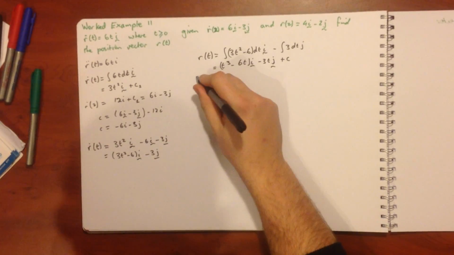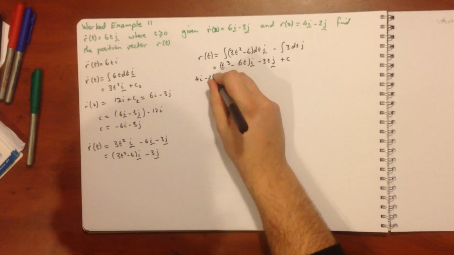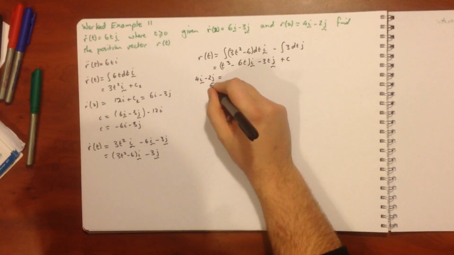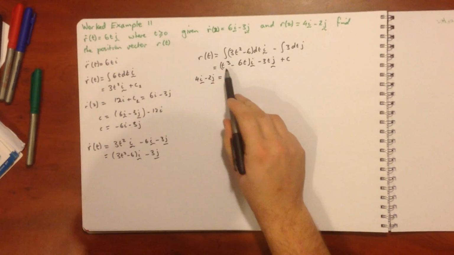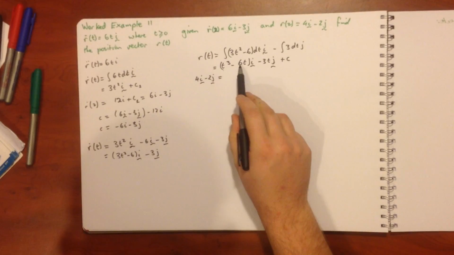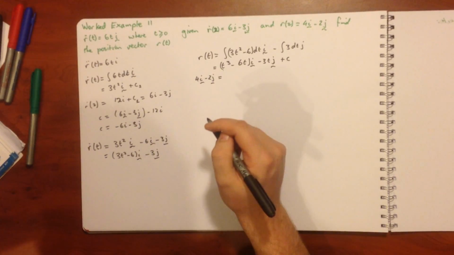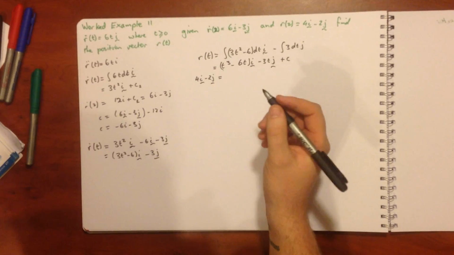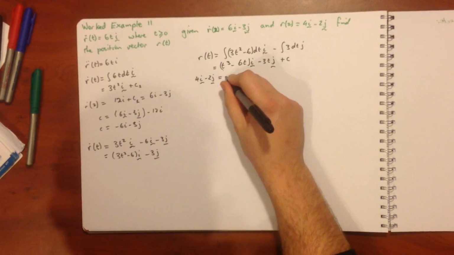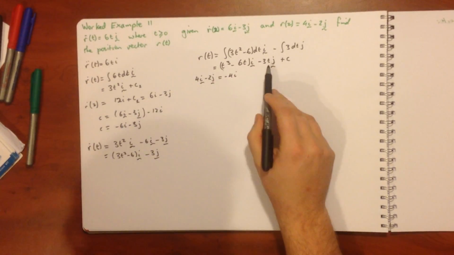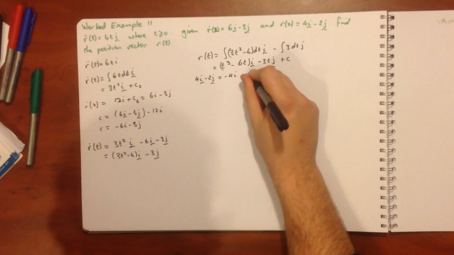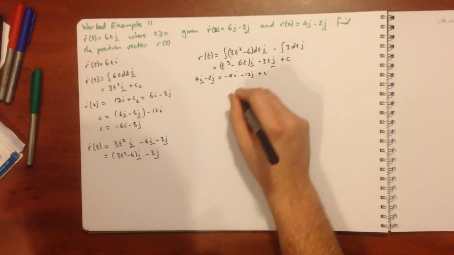So we can say 4i minus 2j is going to be equal to 8 take 12, so minus 4i, take 12j, plus c.